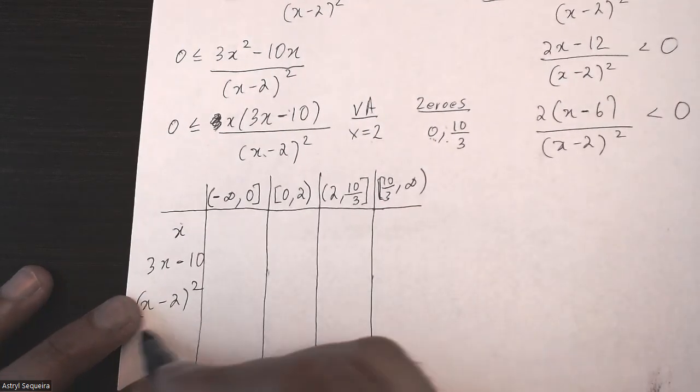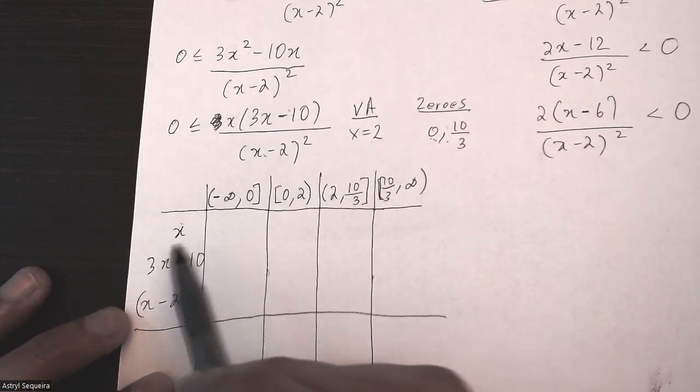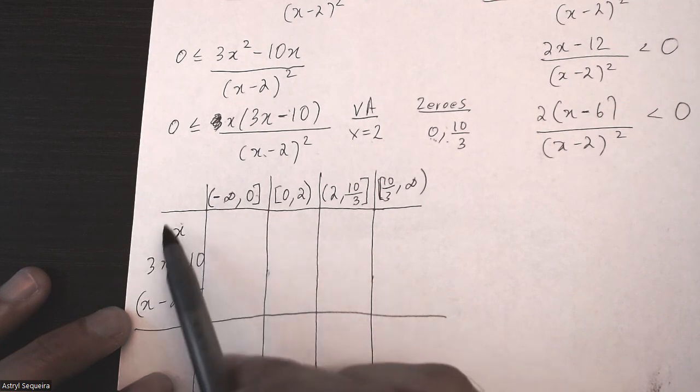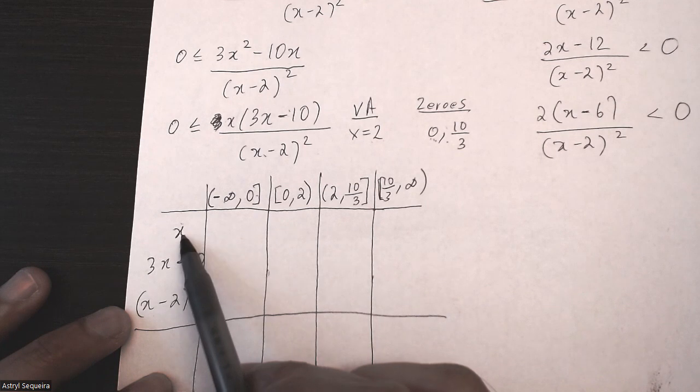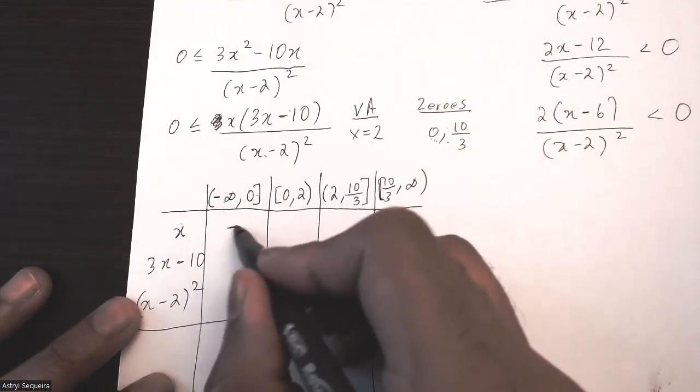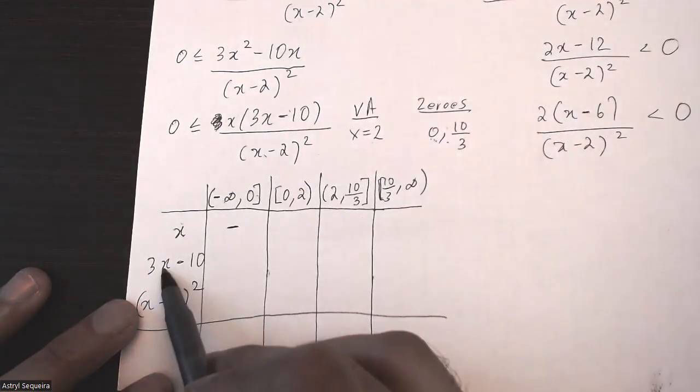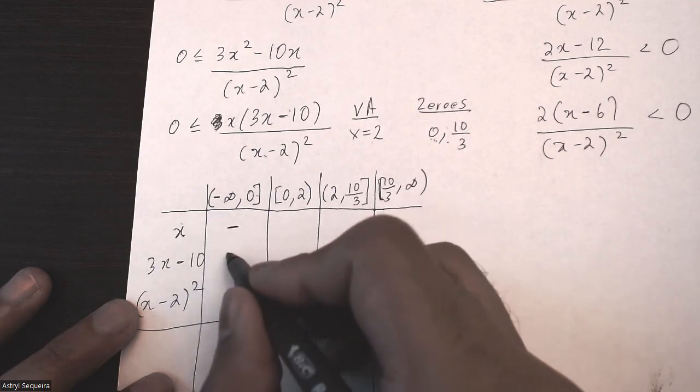So now I want to do my sign chart for this. I'm going to start by picking numbers between each interval and solving in these formulas. So I'll pick -1 between these two. This is just negative because x is just -1. 3 times -1 is -3 minus 10 is -13.